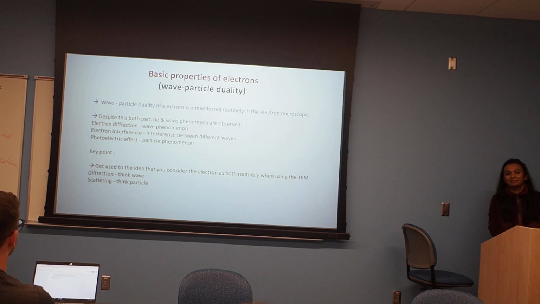It's like interference between scattering from multiple different particles at the same time. Okay. Interference? Like constructive or destructive interference with waves. Right. And what is the photoelectric phenomenon?